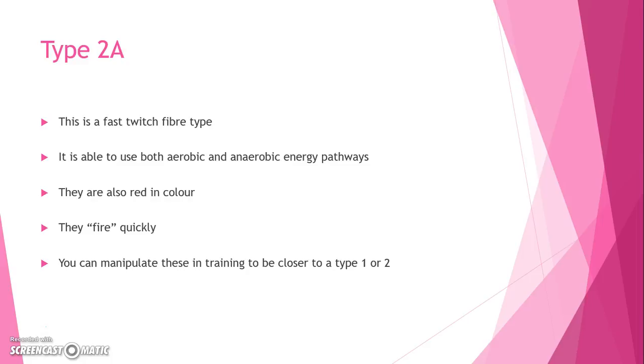So naturally, when you're born, you've got a certain amount of type 1 and type 2B fibers. The type 2A ones, sorry, they can take on the characteristics of a type 1 or a type 2B, so you can make them more closely related to one fiber type, and this is what you do during training. And it's more suited for middle distance running, so think about like a 400 to 800 meter run.